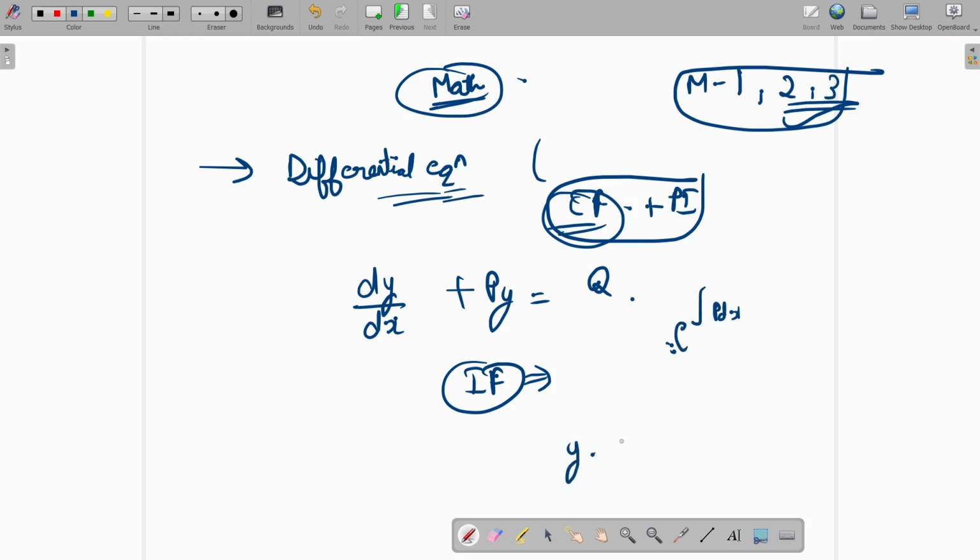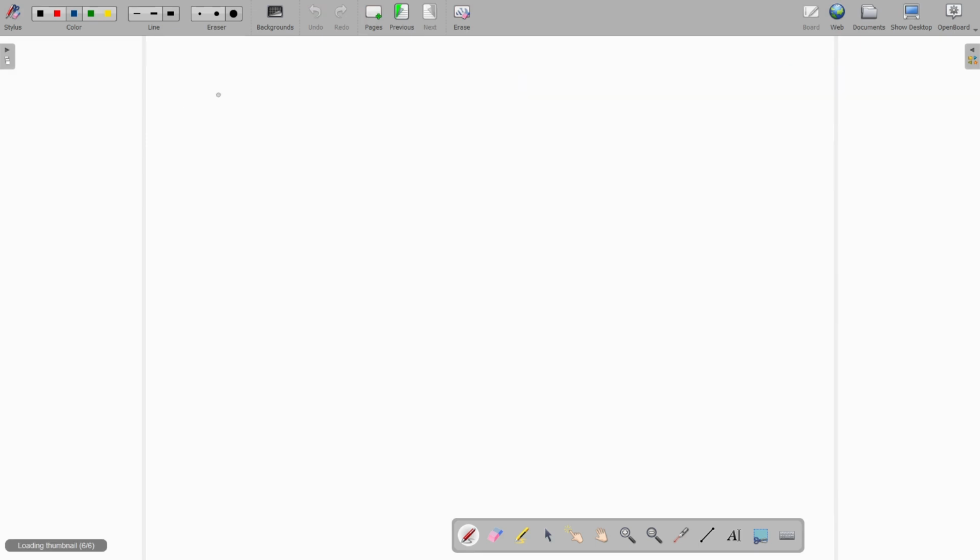So y times the integrating factor is equal to the integration of Q times the integrating factor, the whole integration, plus c. That is how you calculate it. So this is the way of solving the differential equation. This is an important segment where a 3 to 4 mark question comes.